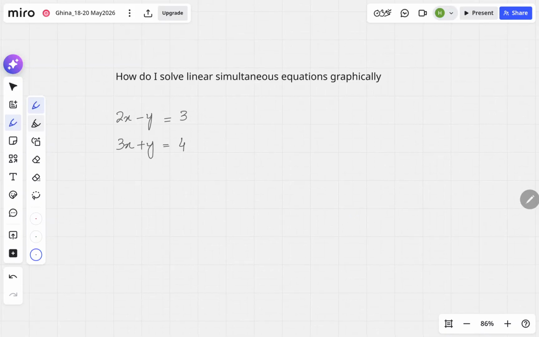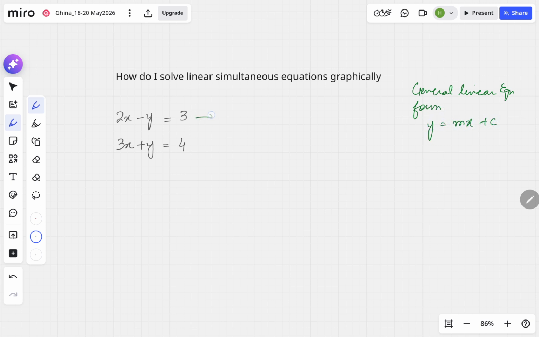So today we are going to learn how to solve linear simultaneous equations graphically. If we are given these two equations, first of all we convert them into the general linear equation form. So what is the general linear equation form?